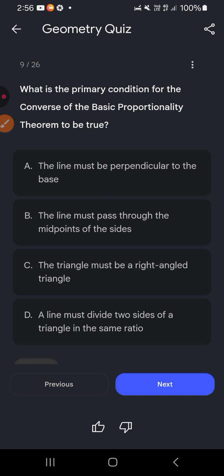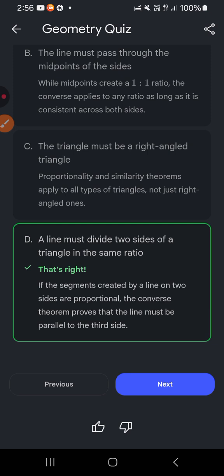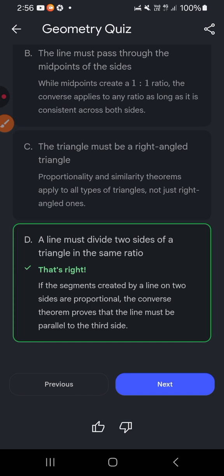What is the primary condition for the converse of the basic proportionality theorem to be true? Answer is D. A line must divide two sides of a triangle in the same ratio. If the segments created by a line on two sides are proportional, the converse theorem proves that line must be parallel to the third side.